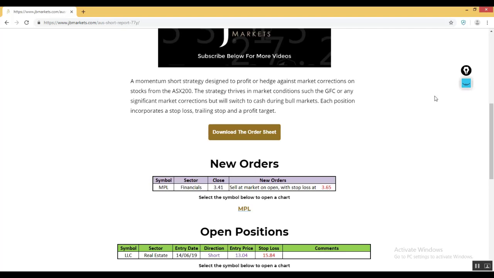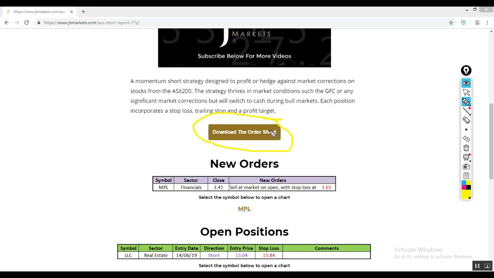Now, there's a few things I want to highlight. So the first part is what's known as download the order sheet. This will calculate your positions if you're doing it yourself, or if you're having it placed, this will be something that needs to be sent back to us. We'll go through that shortly after. And let's take a look at actually how the new orders are structured and how to read the report.